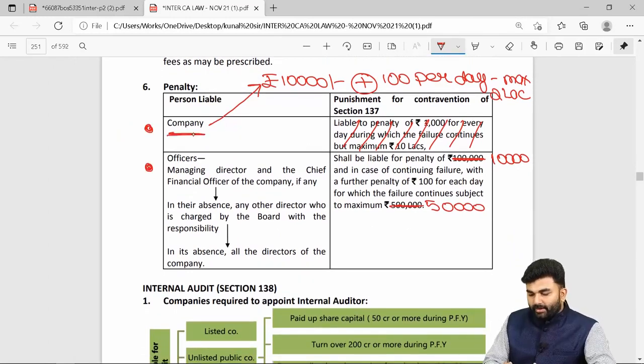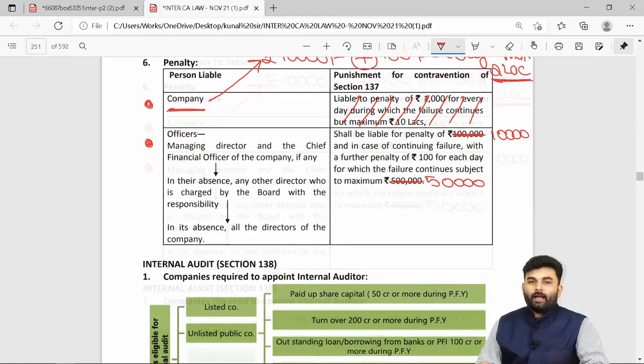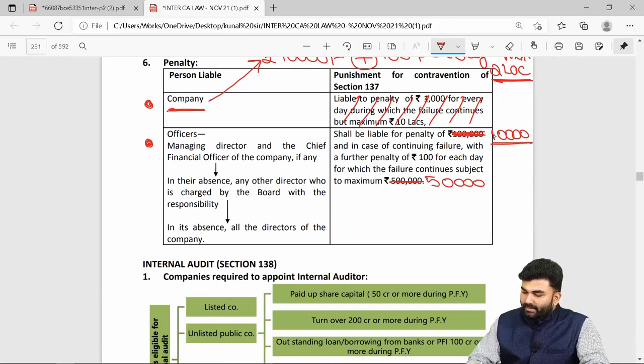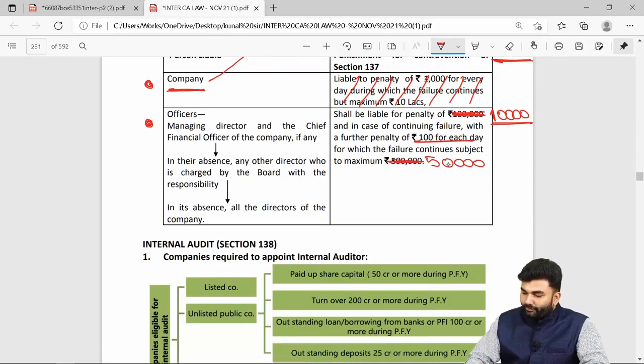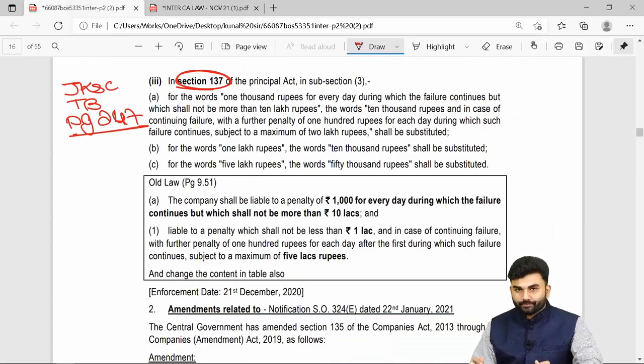The revised penalty in case of a company should be rupees 10,000 plus 100 rupees per day for the failure getting continued, subject to a maximum penalty of rupees 2 lakhs in case of a company. And in the second penalty, instead of the word 1 lakh, it has to be now made 10,000. 100 rupees per day for the continued default remains the same, and instead of the word 5 lakh, it should be made 50,000.